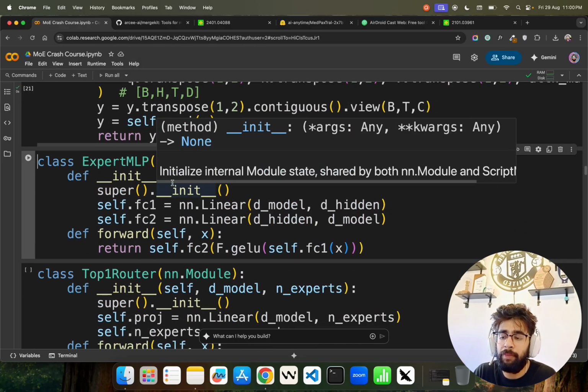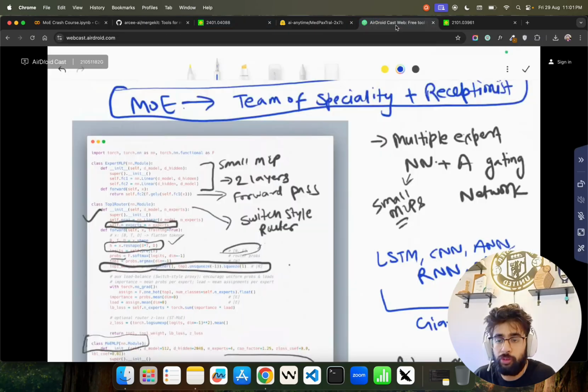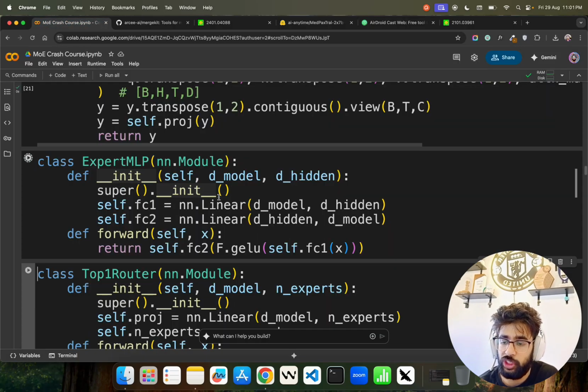This is our expert MLP that we discussed. You can see the same code that I was showing you. If I go a little up on my tab and show you, you can find the same expert MLP that I explained, a two-layer forward pass with the small MLP. We have the same thing over here going on. So let's just run this.